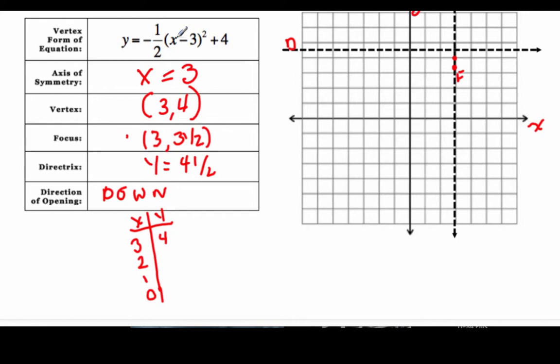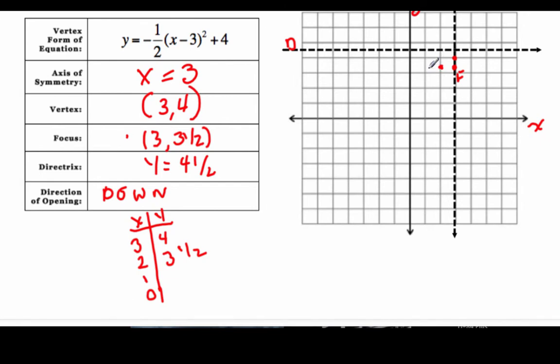So 2, and then minus 3 is going to be negative 1. Negative 1 squared is 1. And then I'm going to get a negative 1/2. So 4 plus a negative 1/2, then down here, 4 plus negative 1/2 would be 3 1/2. All right, so now I'm back over here. So right about there, and I'm going to need many more points.